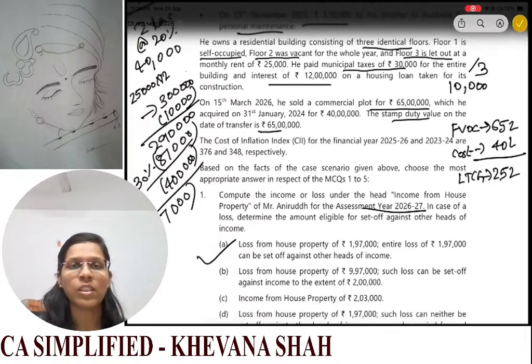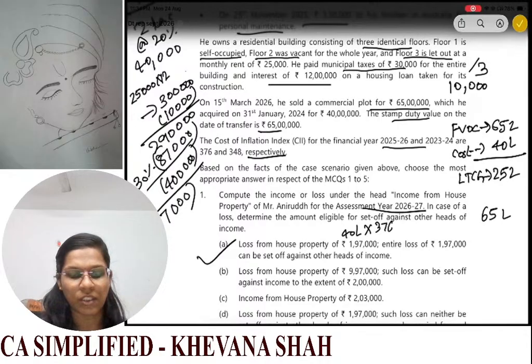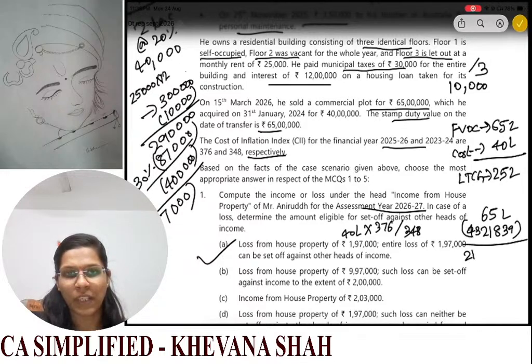Now see, we have cost inflation index for 25-26 and 23-24. So we need to find out the indexed cost of acquisition. Indexed cost of acquisition will be 43,21,839. How is it coming? 40 lakh into 376 divided by 348. This will give me 43,21,839. Okay, so my balance amount will be 21,78,161.